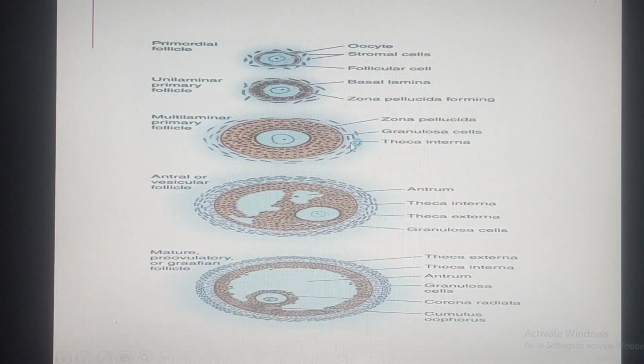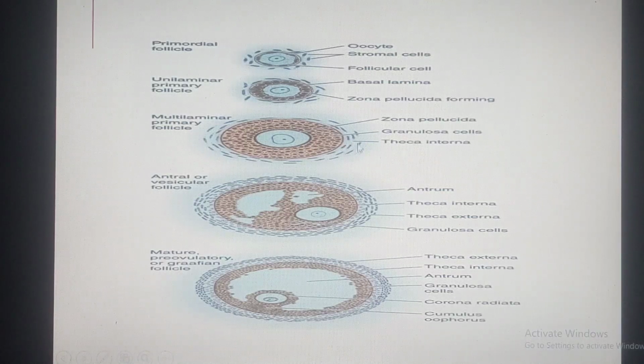The one closer to the granulosa cells is known as theca interna. Then we have the one which is further away, the theca externa. Theca externa has a spindle-like appearance. It will be fusiform in nature with some smooth muscle-like features, but it doesn't have endocrine function.